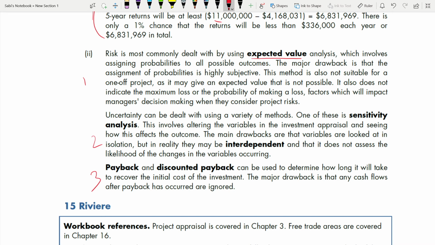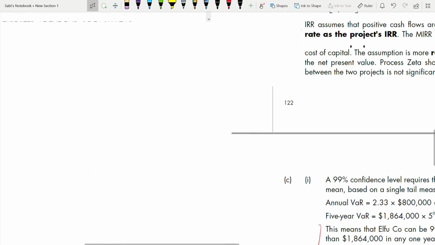Now, second one. Uncertainty can be dealt with using a variety of methods. First they talked about risk, now they are talking about uncertainty, right? You need to talk about uncertainty. We'll take you to the requirements once again.